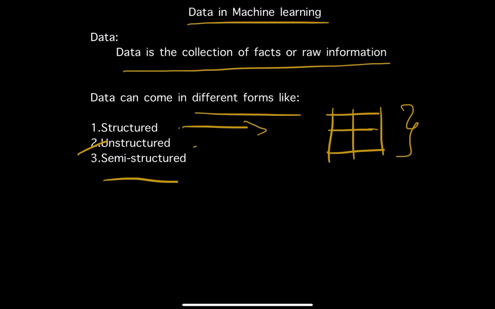Now, what is this semi-structured data? It falls between these two categories. Semi-structured data falls between structured and unstructured data. An example of this is XML files. That means some part of information will be in a structured manner and some part will be in an unstructured manner, right? So these are the three different forms of data.